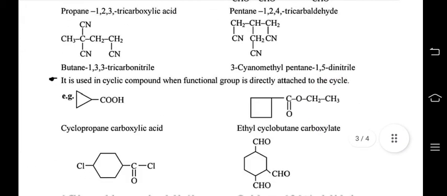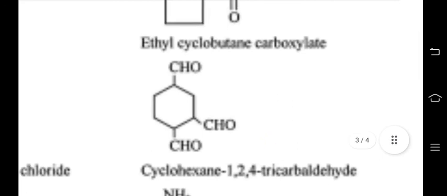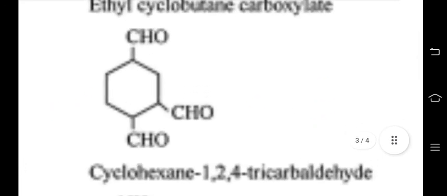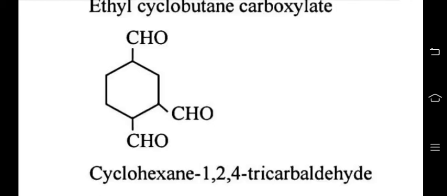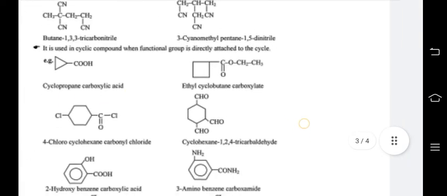So cyclic chains are also there. If there is a cyclic chain attached, at that time the prefix cyclo is used. Cyclo with a 3-member ring is cyclopropane. If 4, it is cyclobutane, 6 is cyclohexane. And then numbering starts on the cyclic rings. Here the numbering is given according to the IUPAC nomenclature system. So numbering starts from the aldehyde group 1, 2 and 3. So cyclohexane-1,2,4-tricarbaldehyde. So cyclo indicates that there is a cyclic ring.